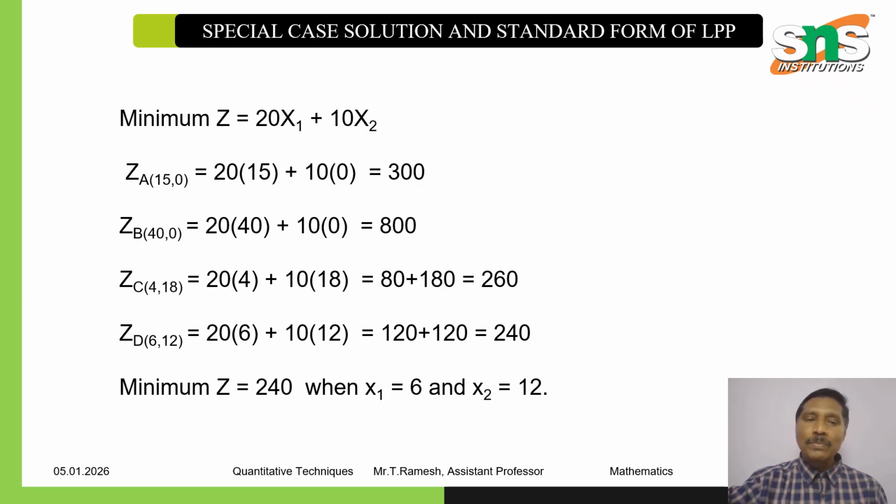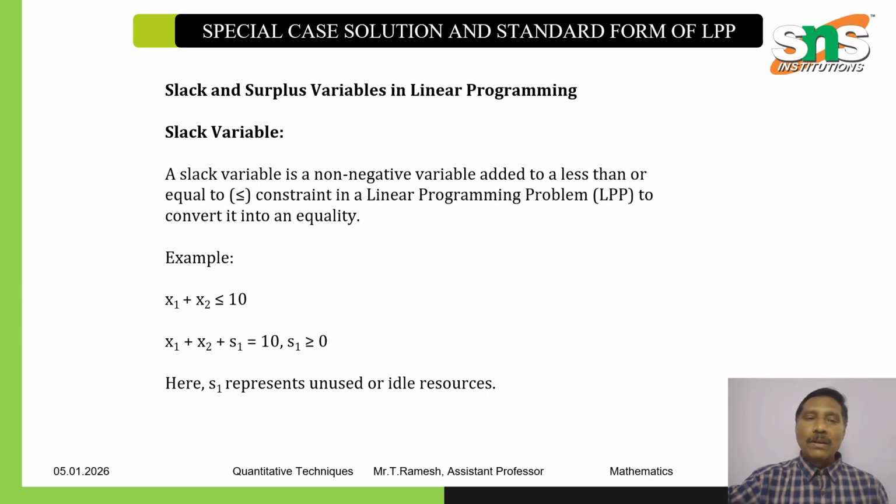Among all these values, the required answer is the minimum. Therefore, among all these values, the minimum value is 240 when x1 is equal to 6 and x2 is equal to 12. So that is a special case solution of a given LPP with mixed constraints. Okay. So next we discuss the standard form. Before that, there is something important.